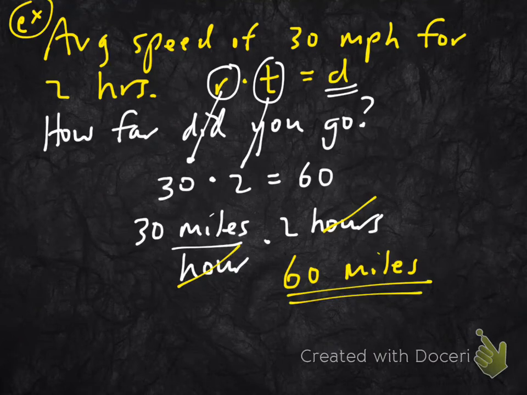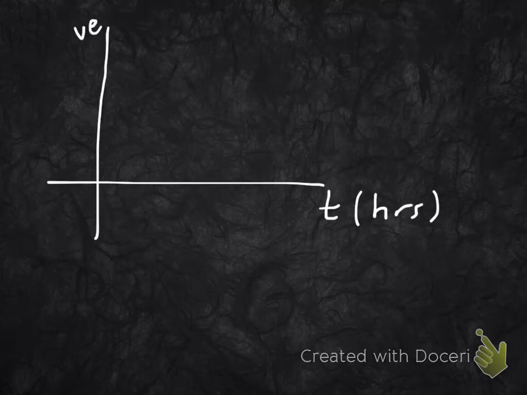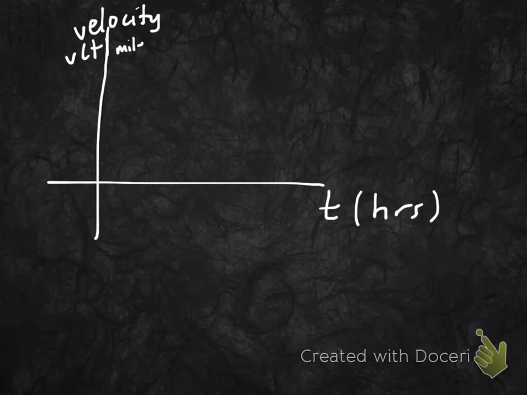Alright, well, let's take that same example and let's draw a picture of it. Let's say the horizontal axis is t, meaning time, and the time is in hours. Okay, and then the vertical axis is the velocity. We can call it v of t, and that would be in miles per hour.